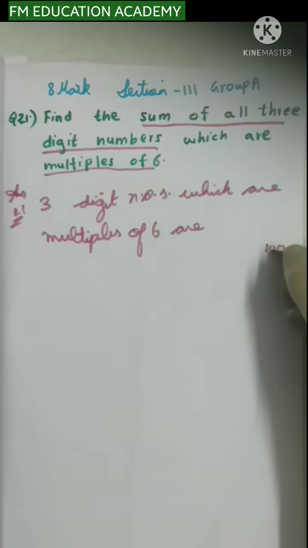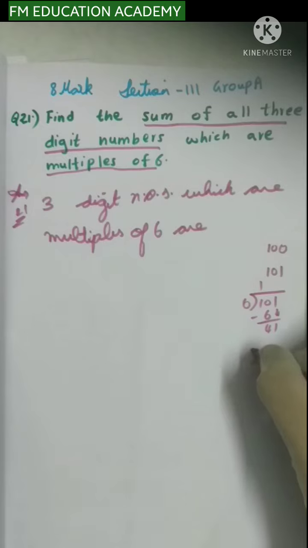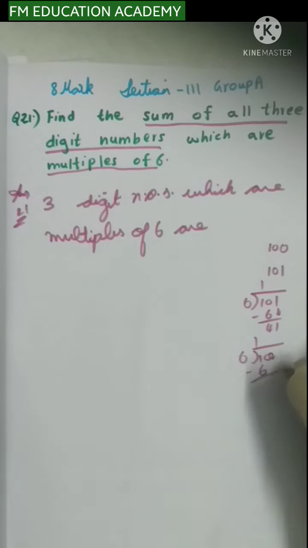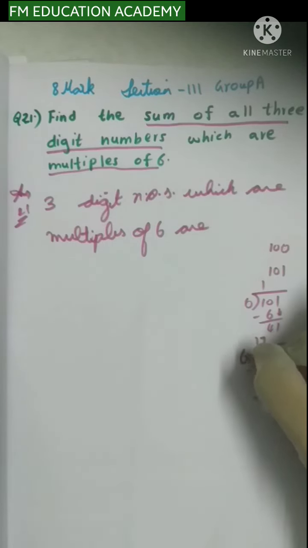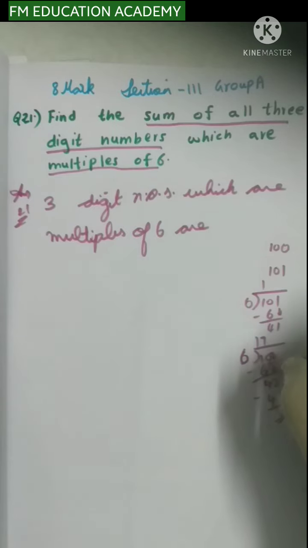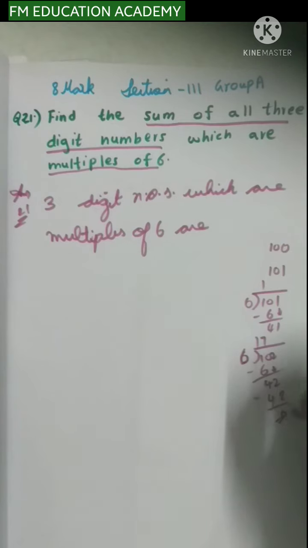We know that because 6 ones are 6, 10 minus 6 is 4, and 40 will not go in the 6 table. What about 101? 101 will also not go in the 6 table. See, 6 ones are 6, 4, 41 will not go. Then 102: 6 ones are 6, 10 minus 6 is 4, 2, and 6 sevens are 42. So 102 is a 3-digit number which is a multiple of 6, that is, 102 is divisible by 6, because 17 sixes are 102, and we are getting remainder as 0.